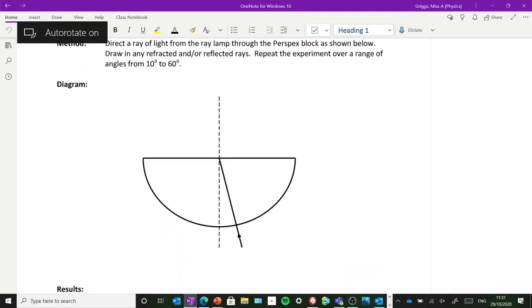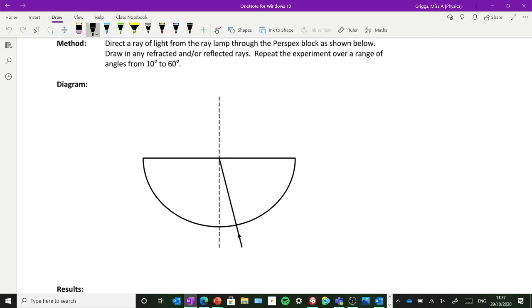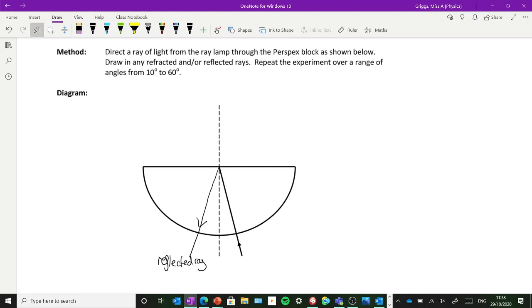So we've got a diagram here. What we're going to be doing is shining light in the flat surface of the semicircular block. So it's through the semicircular block. At that surface, we will get two things happening. We will get a reflected ray, and when it goes back from the perspex into air, we'll also get a refracted ray.